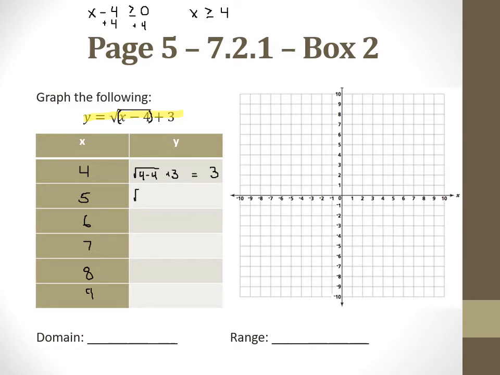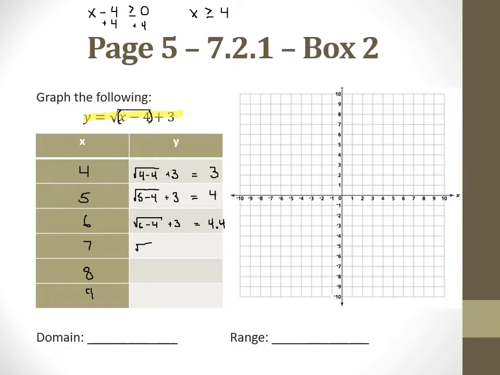If I plug in an x value of 5, that's the square root of 5 minus 4, which is 1. Square root of 1 plus 3 gives us a y value of 4. And then we might end up with some numbers that need to just be plugged into the calculator. So you do the square root of 6 minus 4, right arrow key or close parentheses to end your square root function, and then plus 3 on the end. Well, 6 minus 4 is 2, so you would do the square root of 2, which is about 1.4, plus 3 gives us about 4.4.